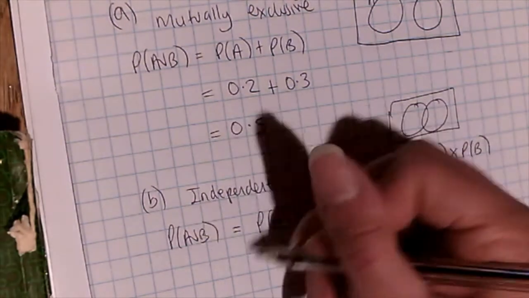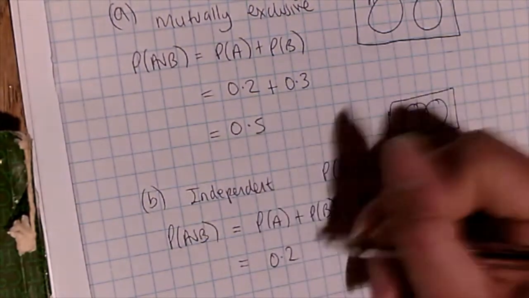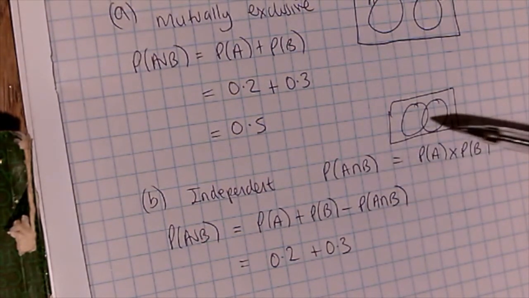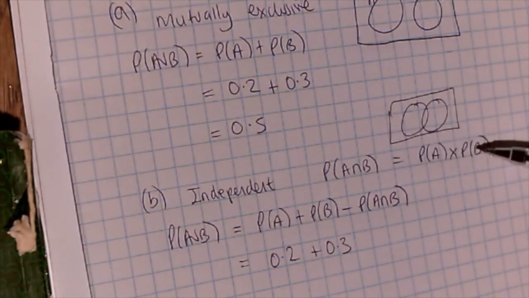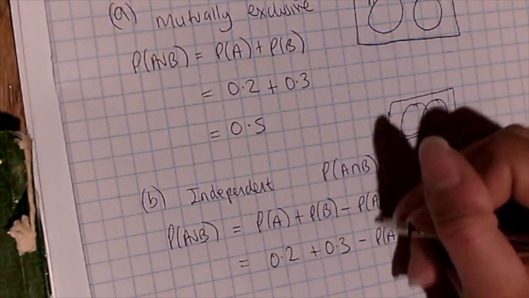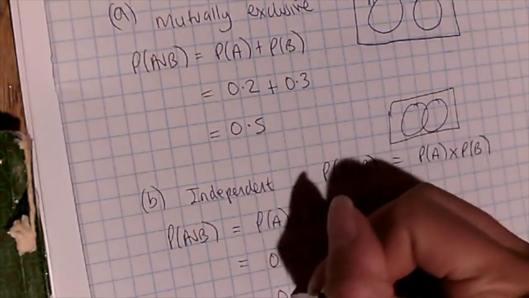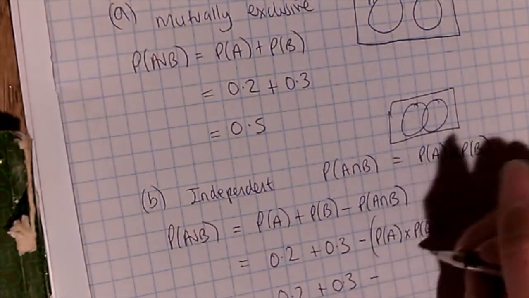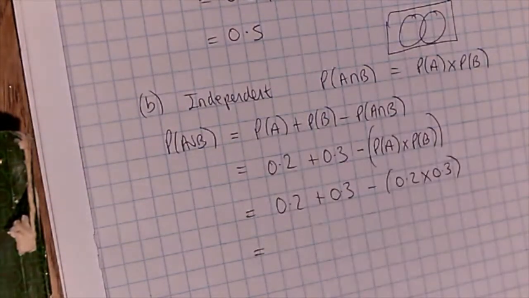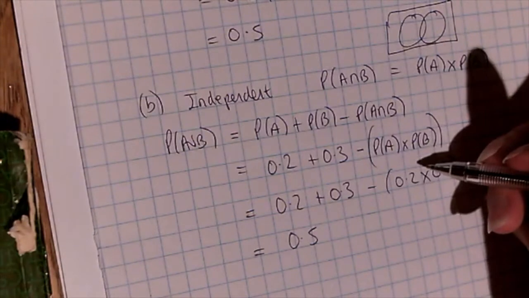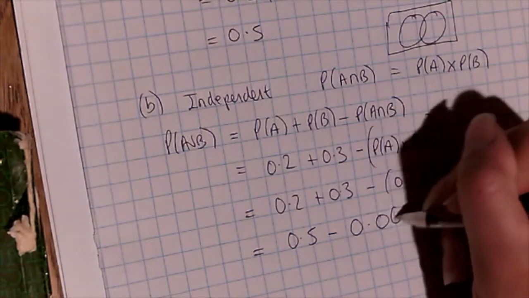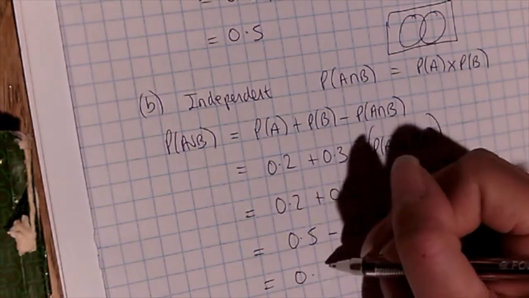So we're looking to find A or B. We know A is 0.2, we know B is 0.3. We don't know A and B, but we do know, because they're independent, that A and B is the same as A times B. So we can say subtract the probability of A times the probability of B. So we've got 0.2 plus 0.3, subtract 0.2 times 0.3. 0.2 plus 0.3 is 0.5. 0.2 times 0.3 is 0.06. So 0.5 subtract 0.06, which gives us 0.44.